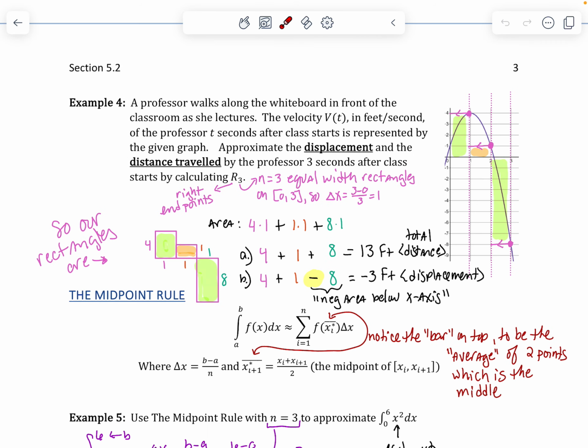Excuse me. So going back to the question, we have R3. So we need to know the width of our rectangles. Because this is being measured 3 seconds after class has started, our range is from 0 to 3, and so the total time is 3 seconds. Split into 3 intervals means we have these 1 second intervals.